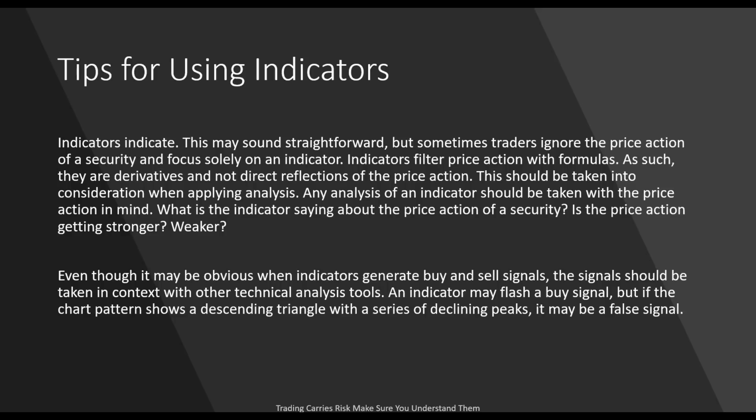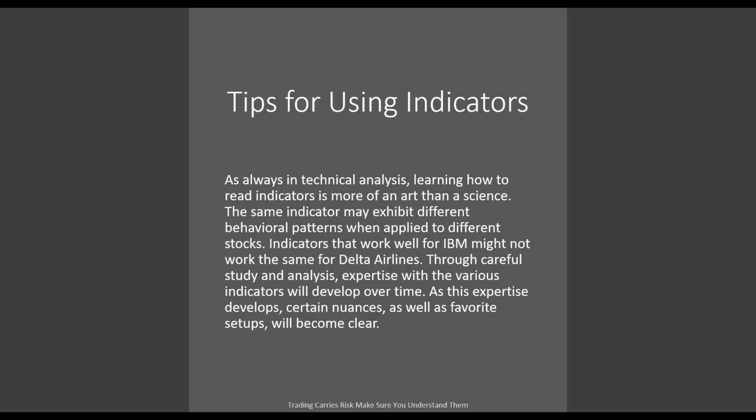Any indicator may flash a buy signal, but is the chart pattern showing a descending triangle with a series of declining peaks? It may be a false signal. That's why we use things like support and resistance and Fibonacci levels. They help see whether the signal is actually a good signal. As always in technical analysis, learning how to read indicators is more of an art than a science.